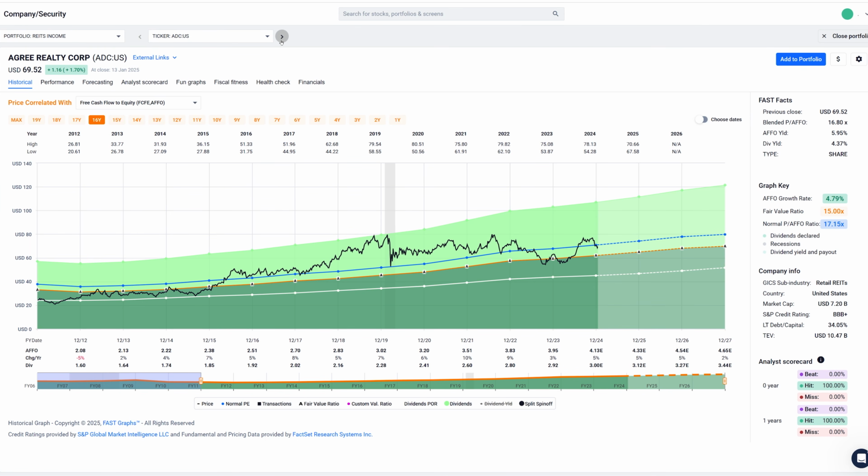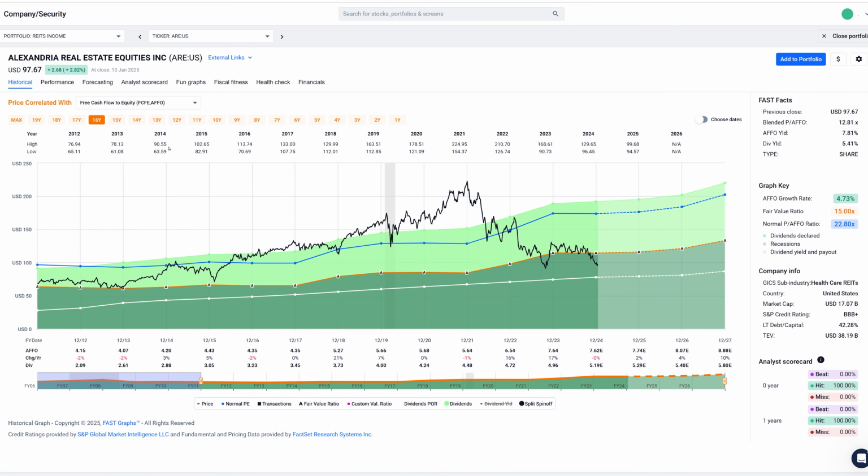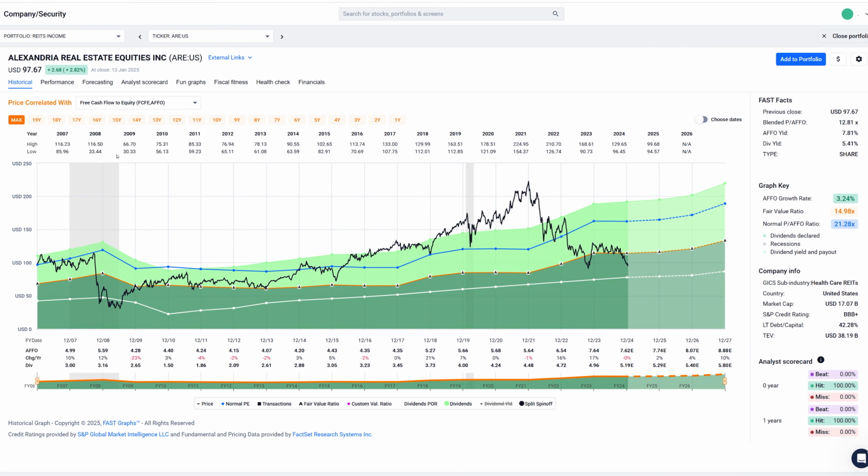So let's move on to the second out of the 12 REITs here that we're going to talk about. And that would be Alexandria Real Estate. Now I'm going to max this out again. It's very critical to utilize this functionality. Okay, and once again, you see some craziness, high valuations coming into the 08-09 recession. They even had to cut their dividend during that time.